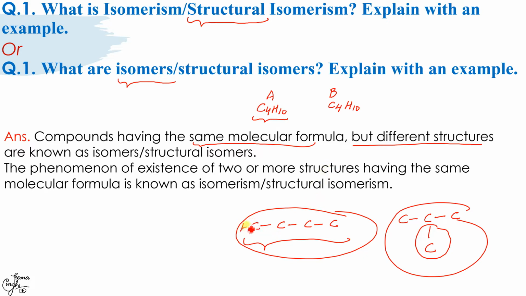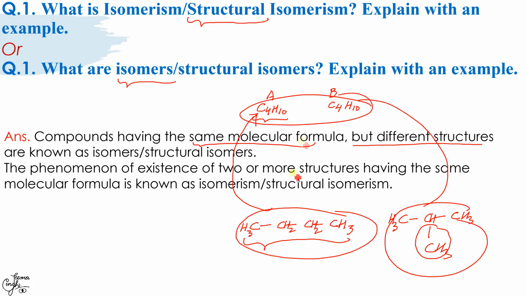Let me complete all the valencies: CH3, CH2, CH2, CH3. So it comes down to C4H10. Here again CH3, CH, CH3, CH3. Fine, C4H10. So both A and B have the same molecular formula but different structures, and they are known as isomers or structural isomers since they differ in their structures. And the phenomenon is known as isomerism or structural isomerism. Clear?